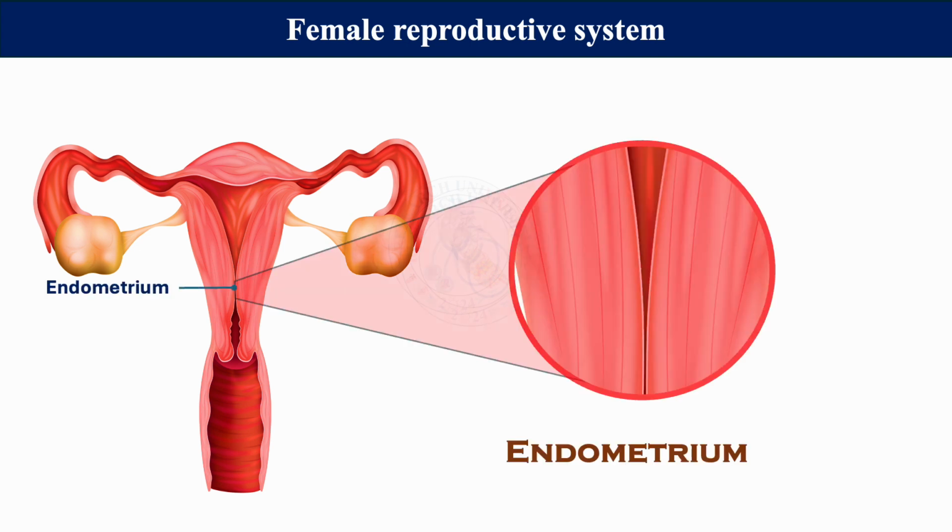Endometrium is the inner lining of the uterus, and its thickness and composition change throughout the menstrual cycle in response to hormonal functions. It plays a crucial role in pregnancy by providing a nutrient environment for the fertilized egg to implant and develop into the fetus. If pregnancy does not occur, the endometrium sheds during menstruation. This process is also known as the menstrual cycle.